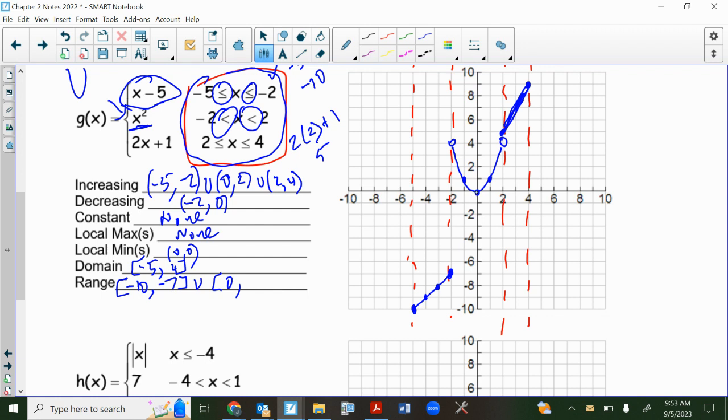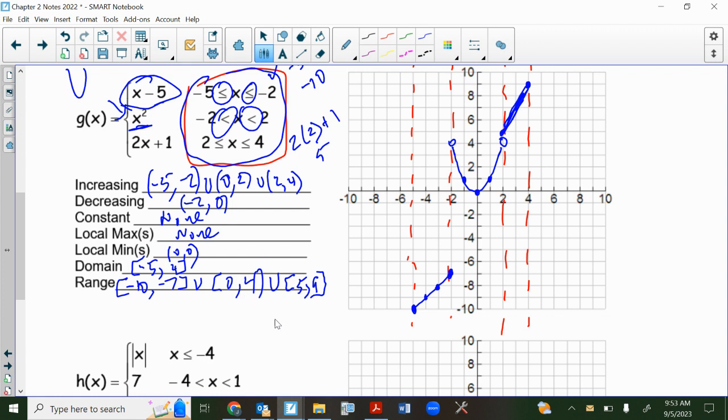So then from 0, we go up all the way to 4. Now, both of these 4s are not included. So we'd say 4 parenthesis. And then we have this next little tiny jump. It goes to 5. 5 is included, and then it goes all the way up to 9 in terms of the y values. Okay, so there's our range.